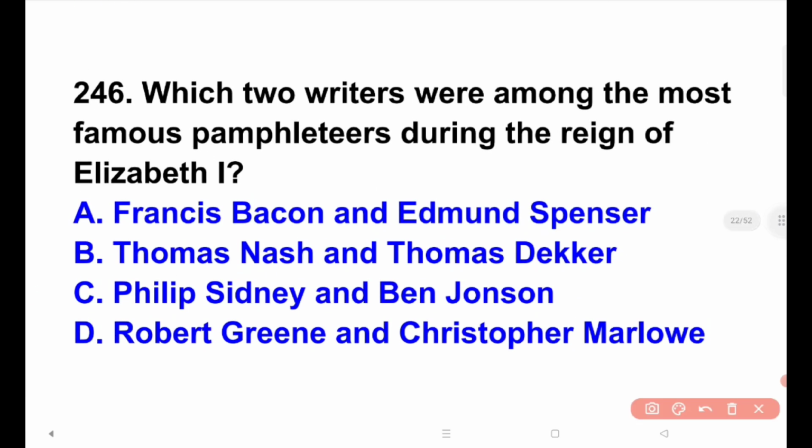Next, which two writers were among the most famous pamphleteers during the reign of Elizabeth I? Thomas Nash and Thomas Dekker. Option B is the correct answer. Which two writers were among the most famous pamphleteers?